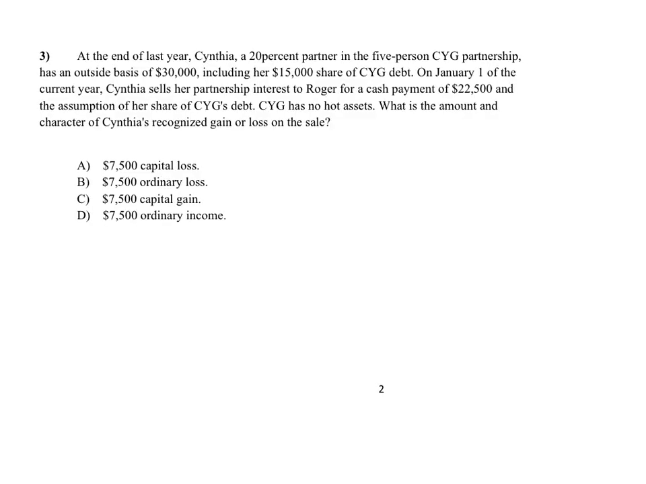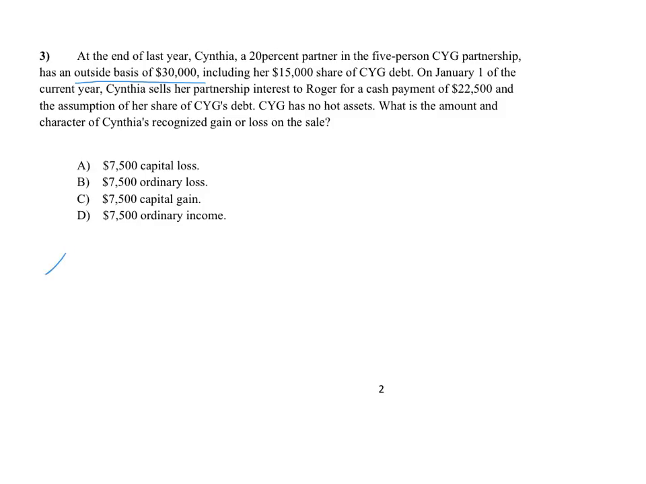All right, so in number 3, at the end of the year, Cynthia, a 20% partner in the 5-person CYG partnership, has an outside basis of $30,000. That's the basis in her partnership interest, including a $15,000 share of debt. On January 1st, she sells her partnership interest to Roger for a cash payment of $22,500 and the assumption of her debt. CYG has no hot assets. What is the amount and character of Cynthia's recognized gain or loss on the sale?